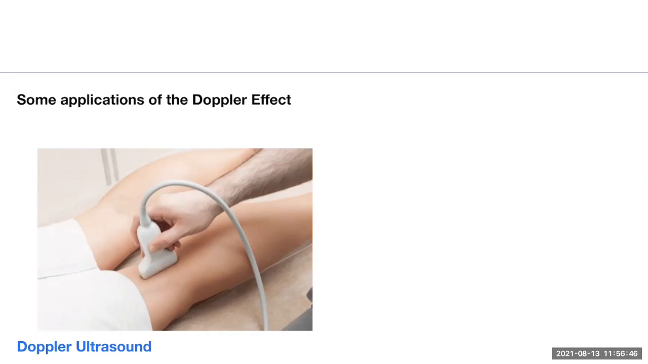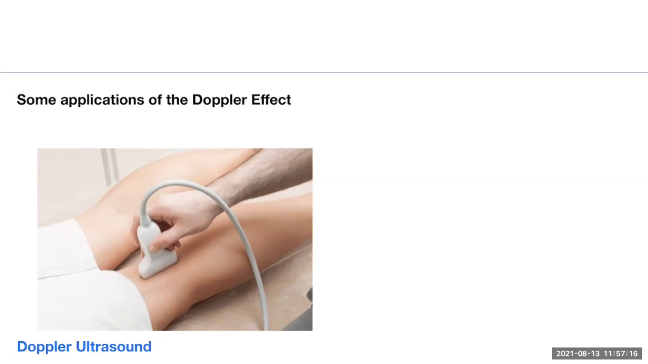So it's a medical application, but a normal ultrasound can only give you a stationary picture of your internal organs. What it doesn't do is detect any motion. It's like taking a snapshot. Sometimes though, we need to know how fast the blood flows through an artery. How do you detect motion? How do you find the speed of the blood flowing through an artery? This is when a Doppler ultrasound comes in.